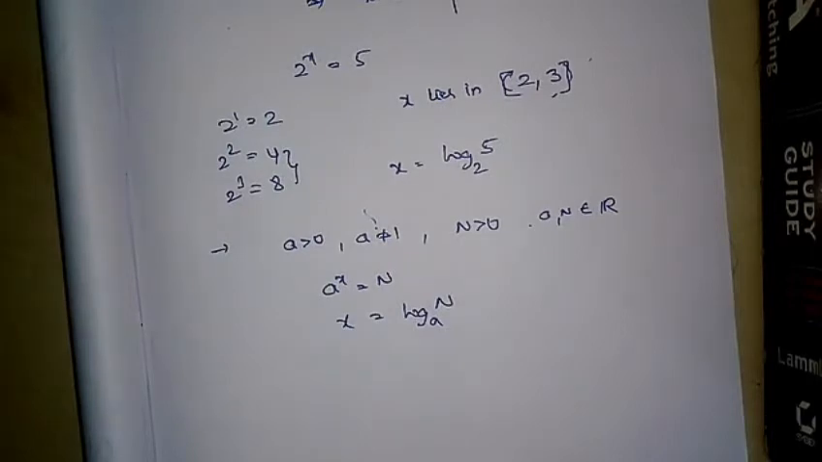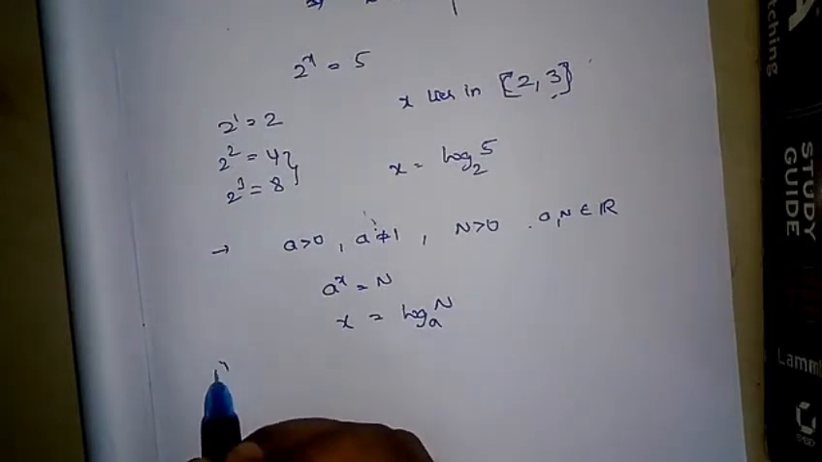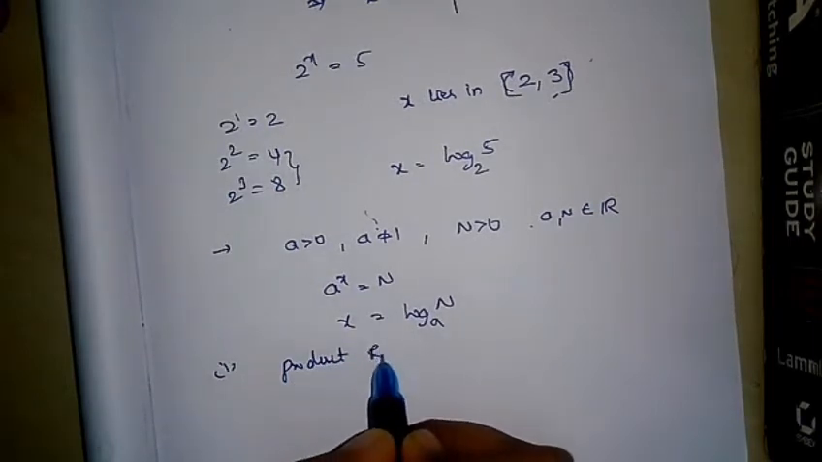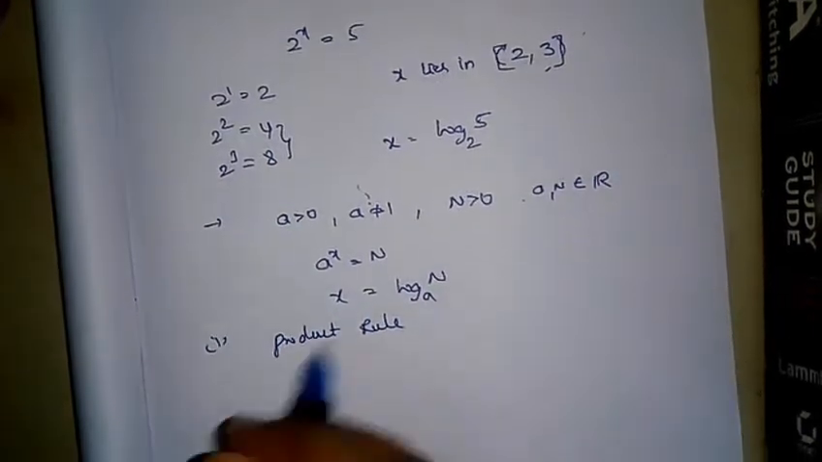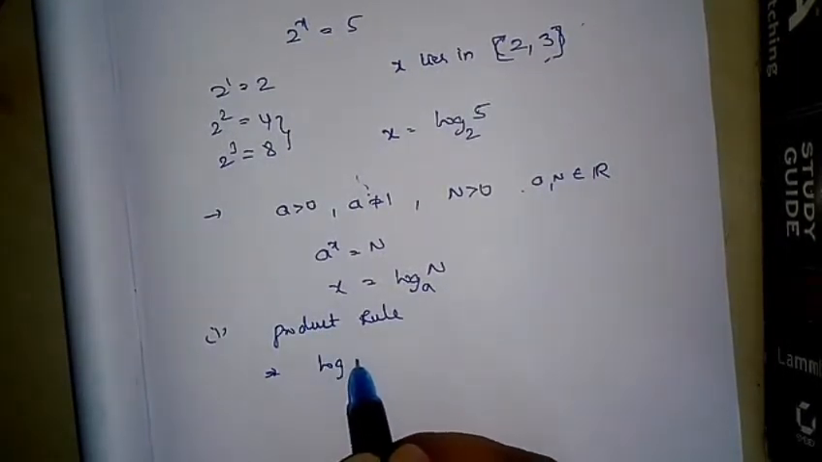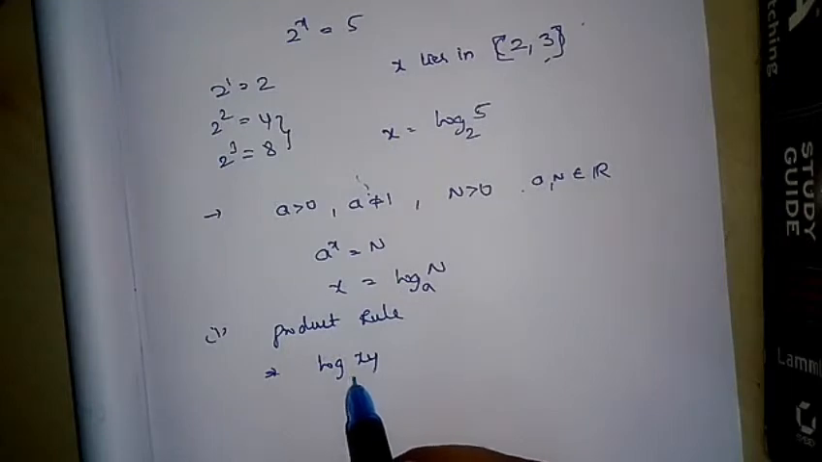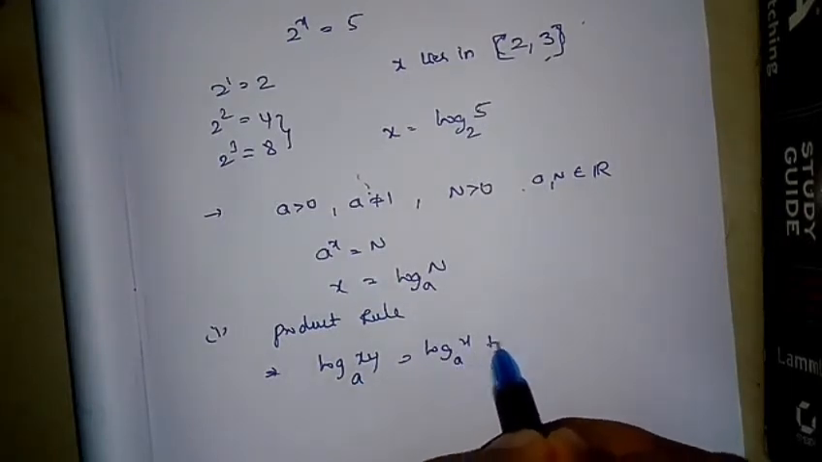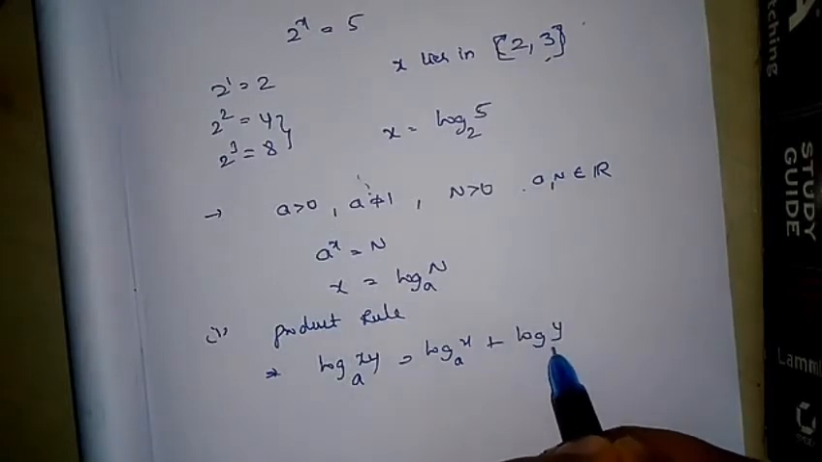So these are logarithms. Now let's learn some properties of logarithms. First one is the product rule. Log xy to the base a is equal to log x to the base a plus log y to the base a.